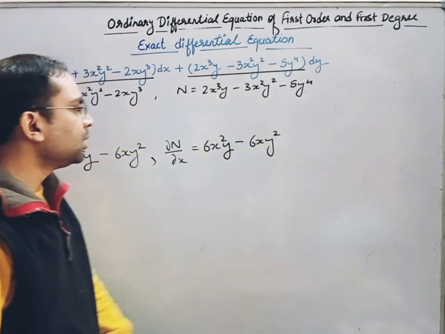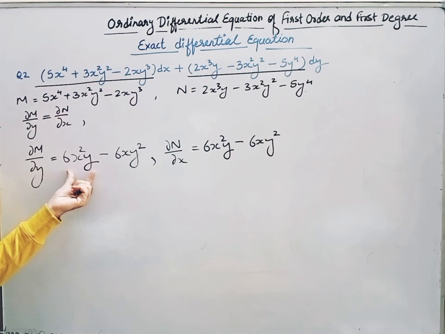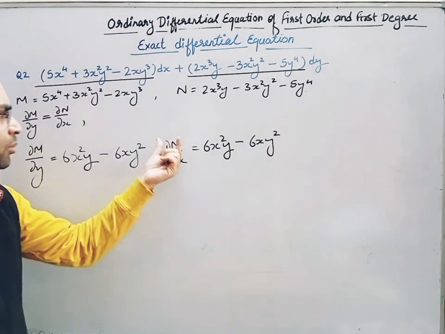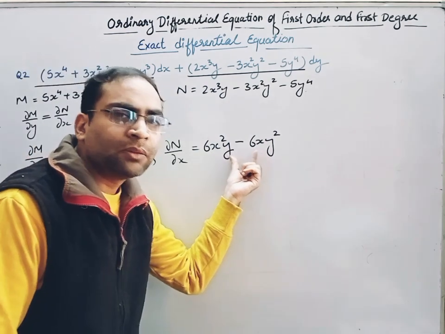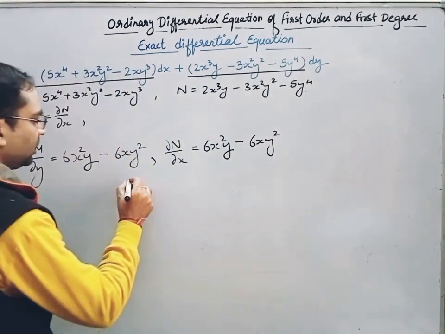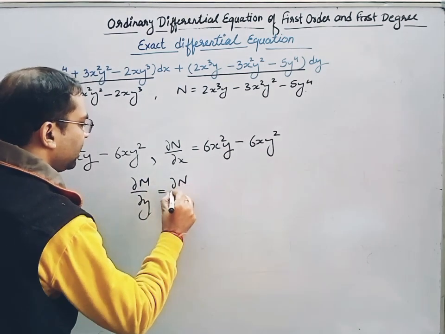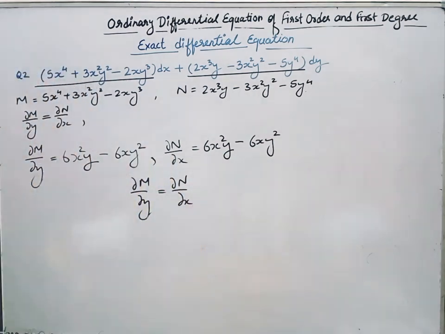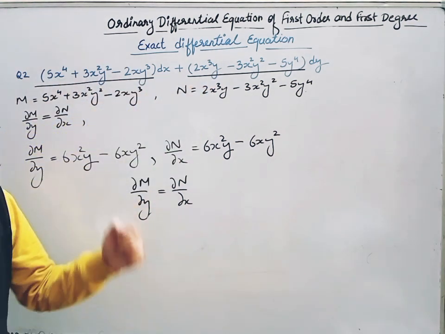We do not have any x here. So we can see del m upon del y is 6x square y minus 6xy square, and del n upon del x is also 6x square y minus 6xy square. So from these two, we can conclude that del m upon del y is equal to del n upon del x in our case. So we can see that the given equation is an exact differential equation.